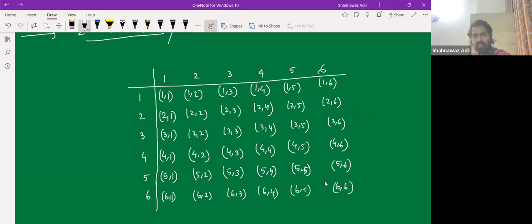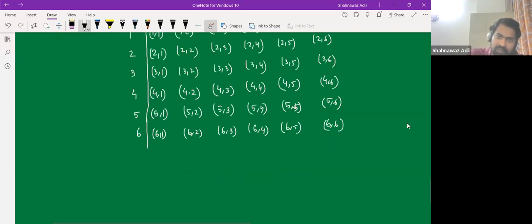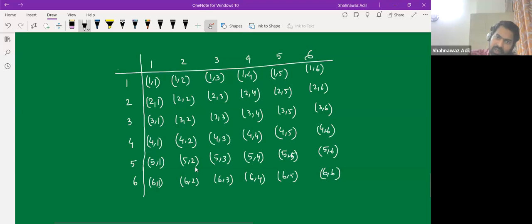Okay, finally we have been able to do the total outcome. How many total outcomes do we have? 36, right? 6 columns and 6 rows, so 6 into 6, which is 36. This is the total outcome. And if I ask you what is the probability of getting the same number in both the dice?